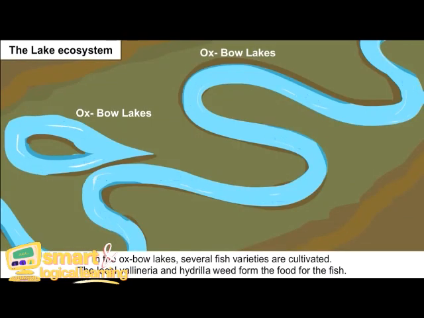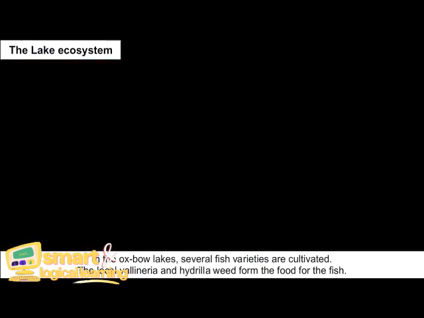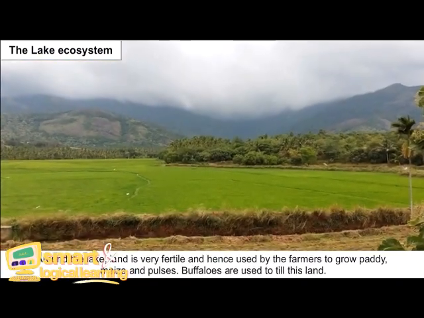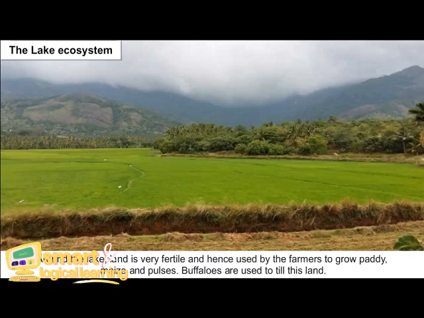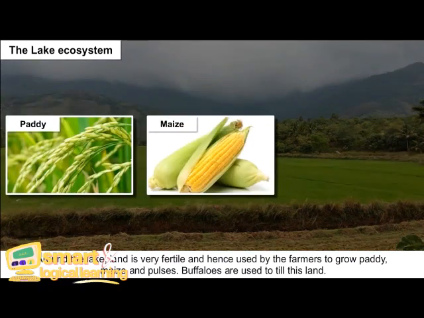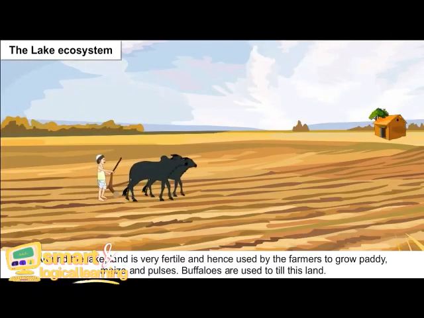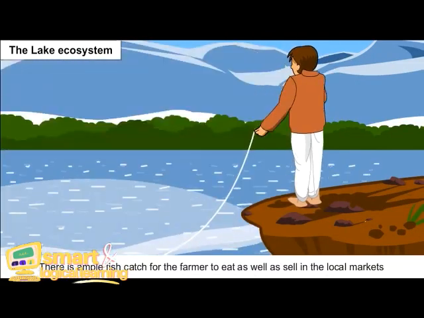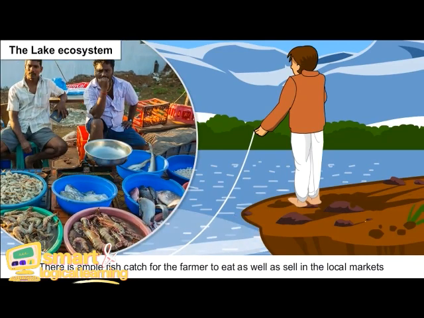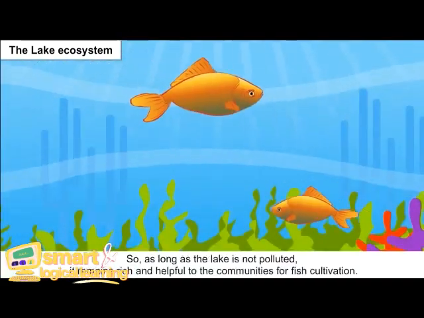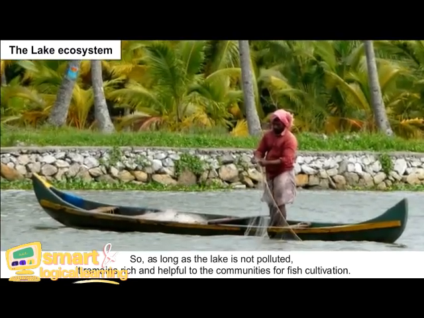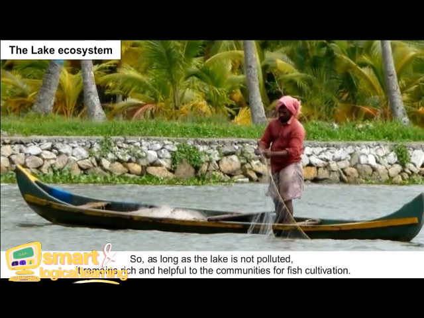In the Oxbow Lakes, several fish varieties are cultivated. The local Valinaria and Hydrilla weed form the food for the fish. Around the lake, land is very fertile and hence used by the farmers to grow paddy, maize and pulses. Buffaloes are used to till this land. There is ample fish catch for the farmer to eat as well as sell in the local markets. So as long as the lake is not polluted, it remains rich and helpful to the communities for fish cultivation.